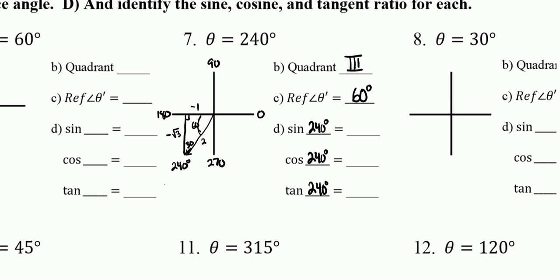So, continuing on here, sine is opposite over hypotenuse. The opposite of 60 is negative root 3, and the hypotenuse is 2. For cosine, cosine is adjacent over hypotenuse. The adjacent to 60 is the negative 1 over 2. And tangent is opposite over adjacent. So negative root 3 over negative 1, which reduces to just positive root 3.